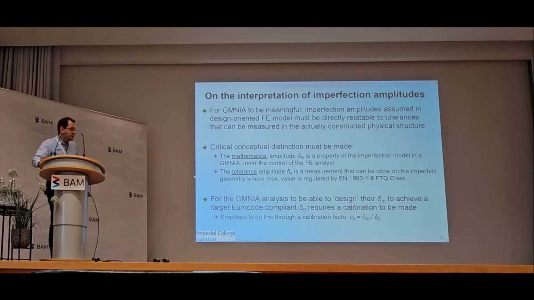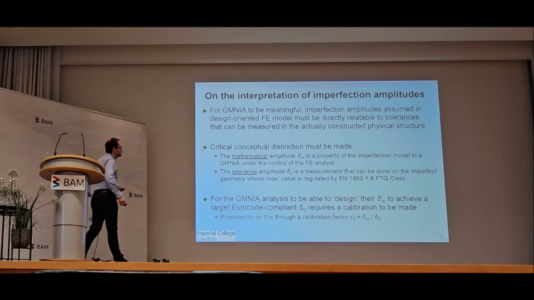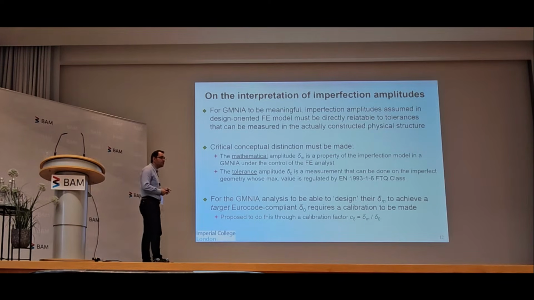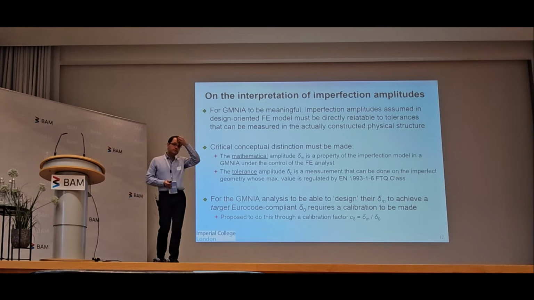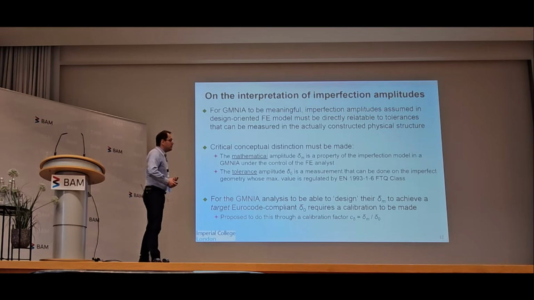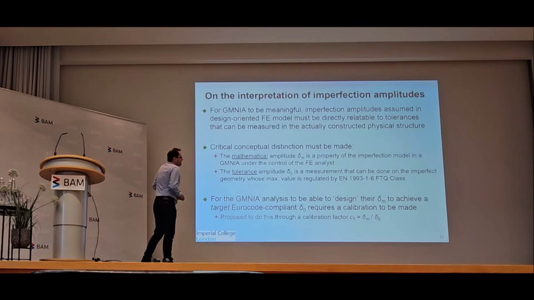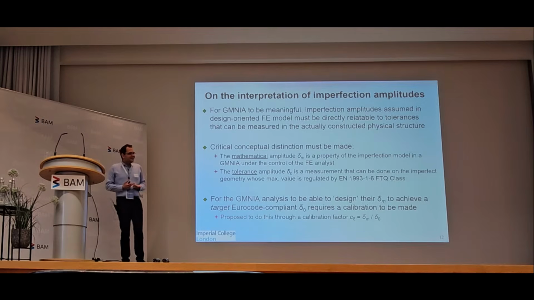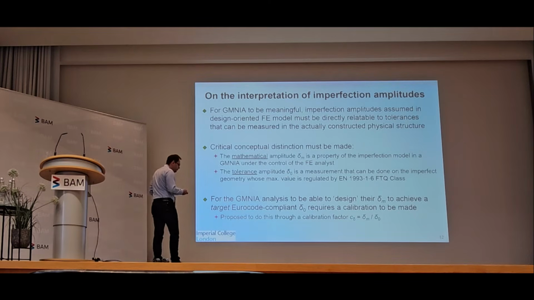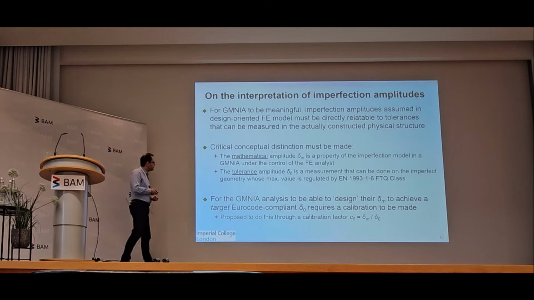One thing that transpired from all of the GMNAs is the matter of interpreting an imperfection amplitude. It's the question of what do you understand by an imperfection amplitude versus what the standard understands by an imperfection amplitude, and I suspect that the two might not necessarily be the same thing. And there's an important reason for that.